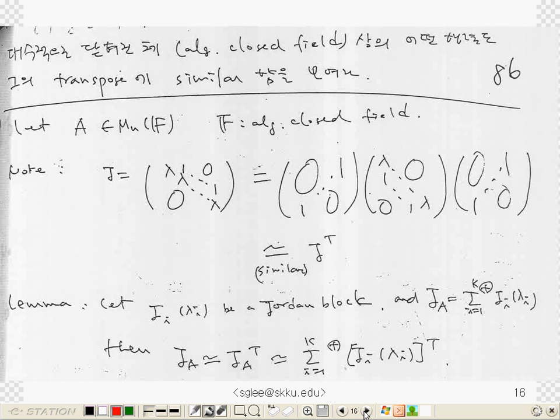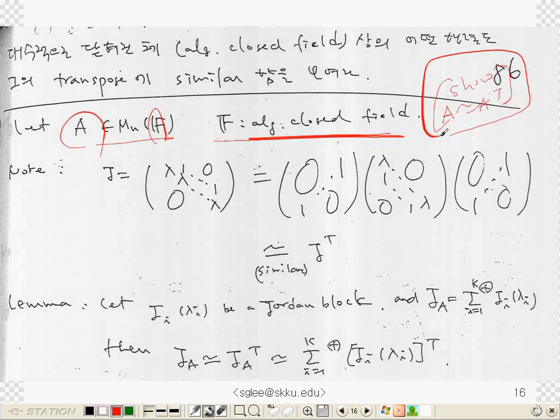Okay, so now we are at the stage where we organize what we have studied. Every matrix A is similar to A transpose. Yes, A is similar to A transpose over any algebraically closed field. We want to show this one, for a matrix of any size over any algebraically closed field F.